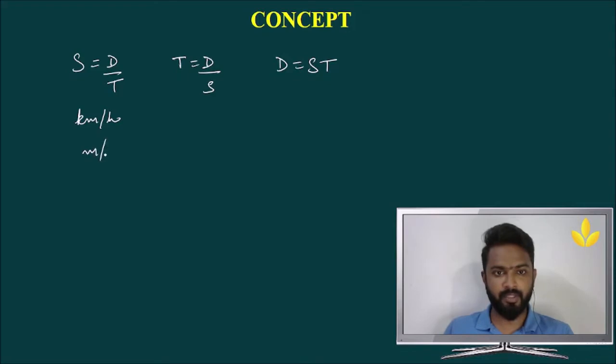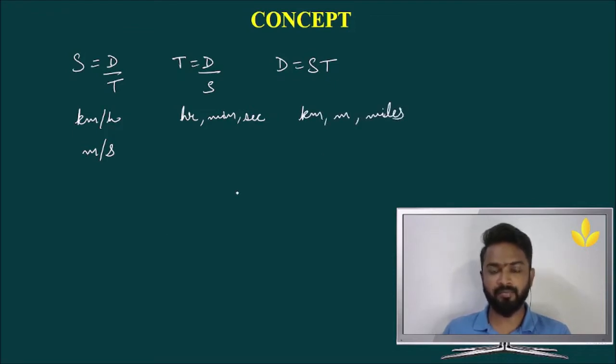When it comes to speed, the two major units of speed that we use are kilometer per hour and meter per second. For time, we generally use hour or minutes or seconds. Majorly hour and seconds. Minutes is rarely used. When it comes to distance, we use kilometers, meters, or very rarely miles.